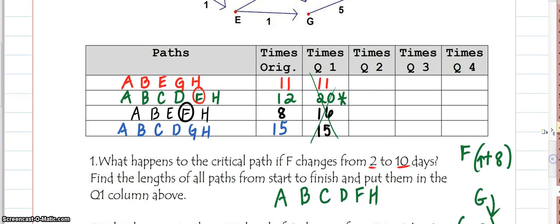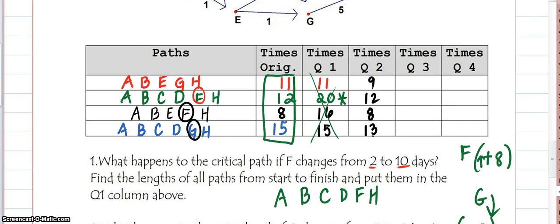So let's take a look at just our original times. And this first one, yes, it has G in it, and so I'm going to decrease 11 by 2, and that gives me 9 days. The second path does not have G in it, so it will stay at its original 12 days. The third path does not have G in it, so it will stay at its original 8 days. And the last path does have G in it, so I can lessen the 15 by 2, which is 13.